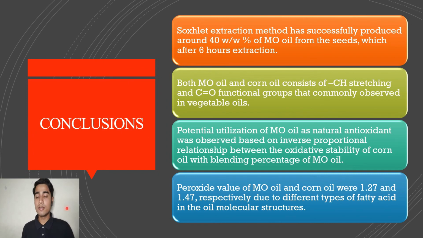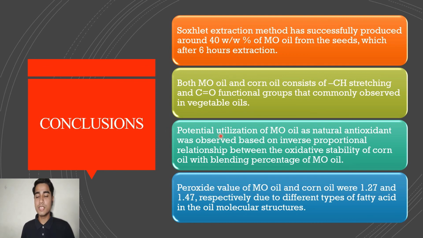So here are the conclusions. The first one, the Soxhlet extraction method has successfully produced around 40% weight over weight of Moringa Oleifera oil from the seeds after 6 hours of extraction. Next, both Moringa Oleifera oil and corn oil consist of C-H stretching and C=O functional groups that are commonly observed in vegetable oils.